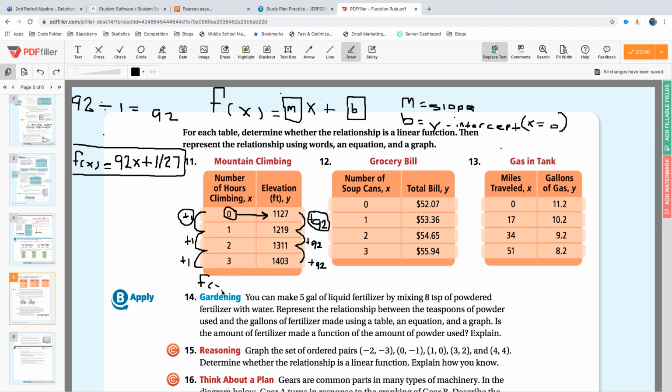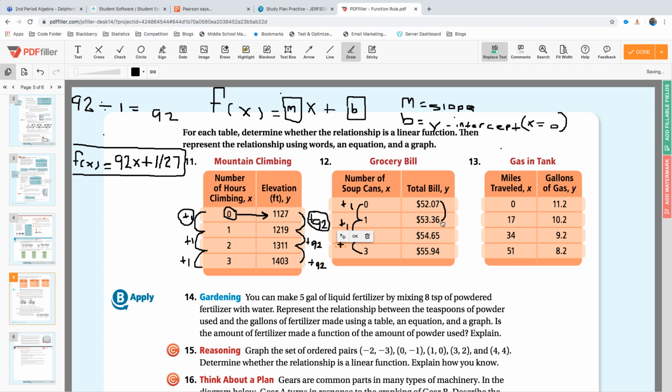We got it. So let's move on to the next table. From 0 to 1, it seems like we're going up by 1. From 1 to 2, we're going up by 1. Very simple pattern; we kind of already know what's going on. And from 2 to 3, we're going up by 1. So far, so good. Easy peasy. Let's look at our output.